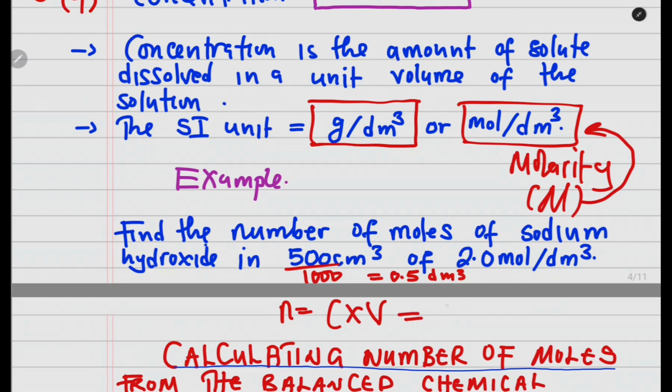So we can say, since concentration is 2, so 2 multiplied by 0.5, and this, you know, that is mole. So 2 multiplied by 0.5 is just half of 2, which is 1. So the answer here is 1 mole. Okay, so take note of this, very important. So that is how we calculate number of moles.